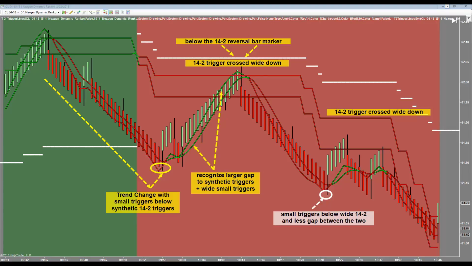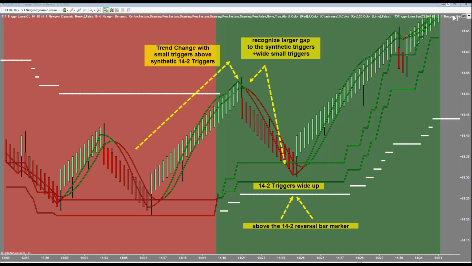large gap. Traditionally, the first trend change after a very strong trend up or down will produce a slightly larger gap between the small triggers and synthetic triggers. And you want to be aware of the width of your small triggers and expect a little bit more retracement before taking your trend trade short.